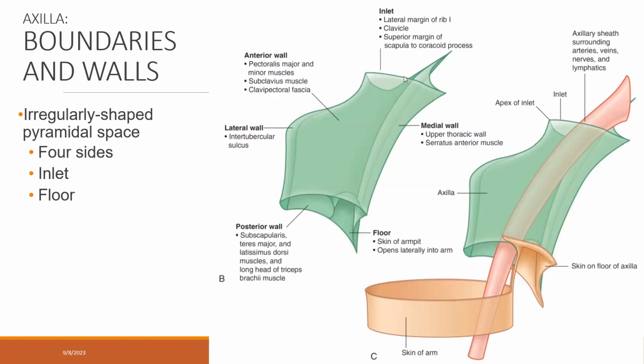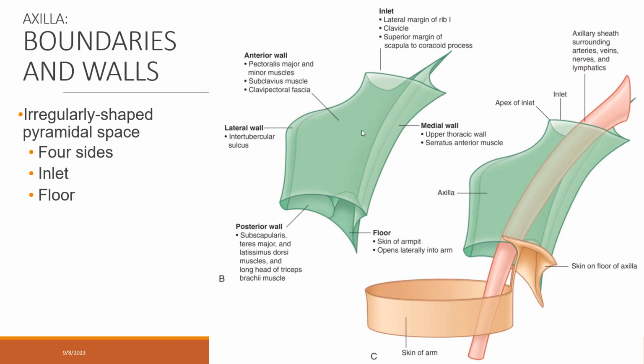Or you can see the inlet as the space that is in between the clavicle and the first rib, as we will see later on. And then you have the floor. The floor is simply just the skin of the armpit, which is basically this skin section right here that you have to scrub every time you take a shower. And it will open laterally into the arm, which is right here in this region and extending down.